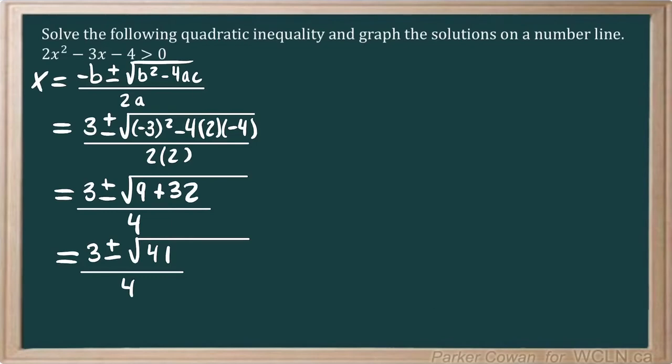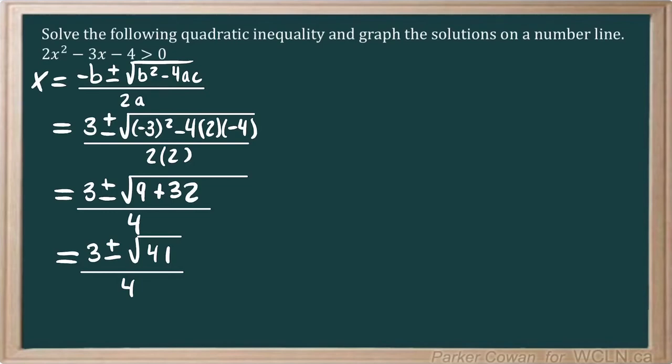So this is basically as far as we can go. We can just leave it like this, or we can punch it into a calculator. I'm just going to leave it in this form, and I'm just going to erase this because it's bugging me a bit. There we go. So now that we know our roots, it's 3 plus or minus root 41 over 4.